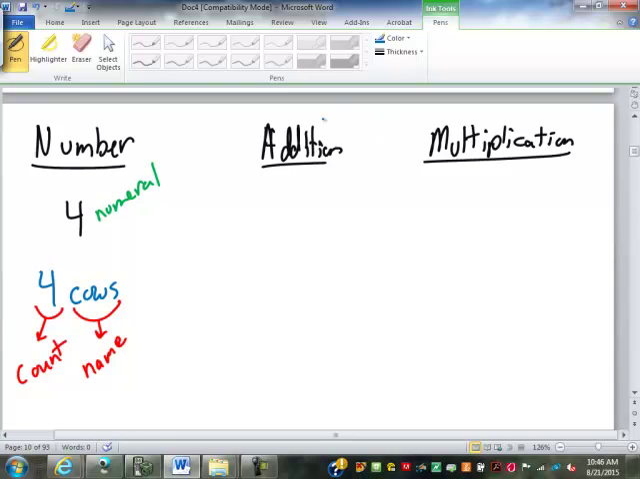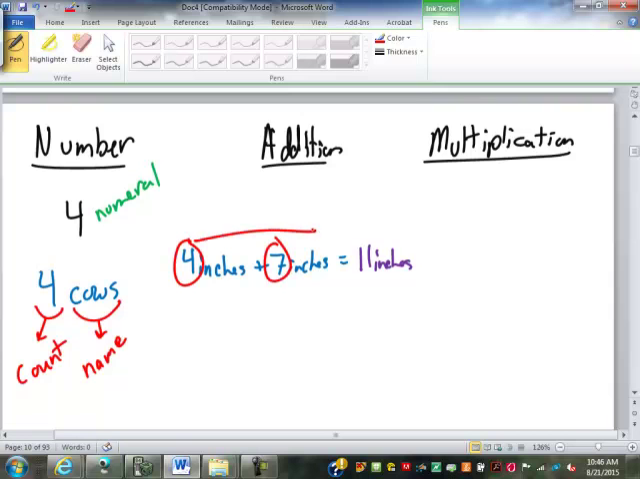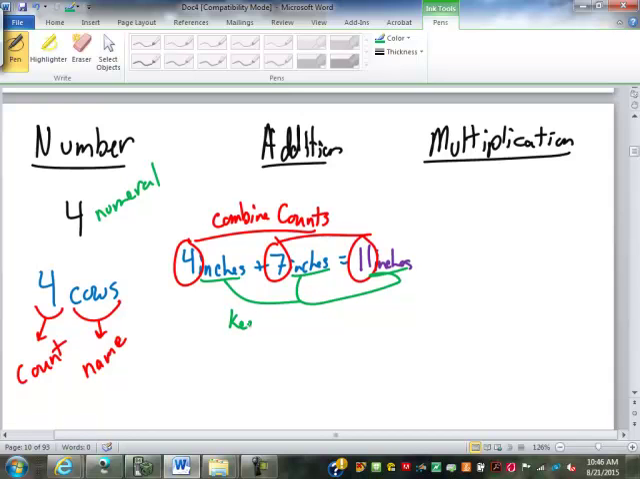So anyway, in addition, let's do an example. Let's say we have 4 inches plus 7 inches. What do we get? 11 inches. Good. Let's look at what happened with our count and our name. So for the counts, we have 4 and 7, which becomes 11. We combine the counts. Let's look at the names. We have inches and inches, which becomes inches. We just keep the same name.